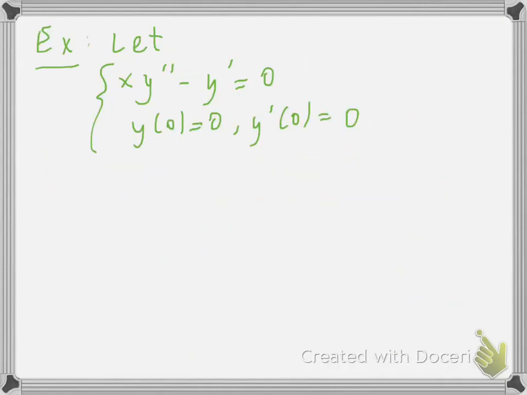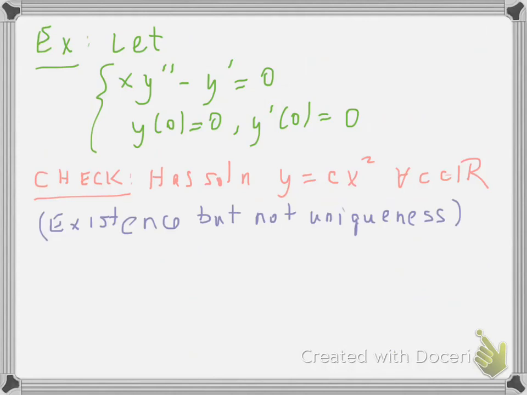For a second example, let's let our differential equation be x times y double prime minus y prime equals 0. And let's let my initial conditions be y of 0 equals 0 and y prime of 0 equals 0. And you can check that this has a solution, y equals c times x squared, and that solution holds for all c in R. So we've seen things like this before. That means if I have a one parameter family of solutions to an initial value problem, I don't have uniqueness for this initial value problem. So I have existence because I just gave you a solution, but it's not unique.